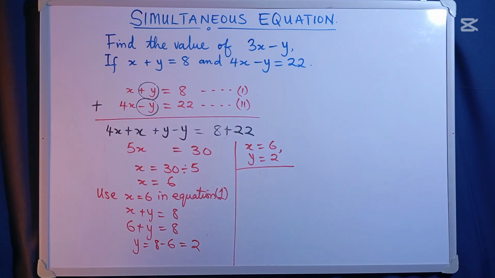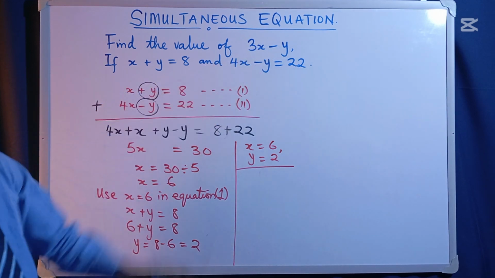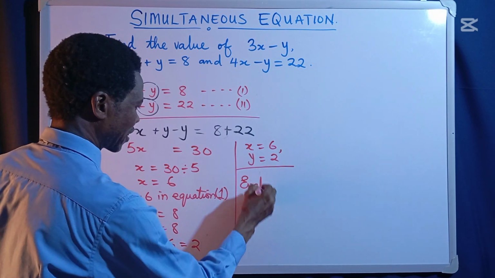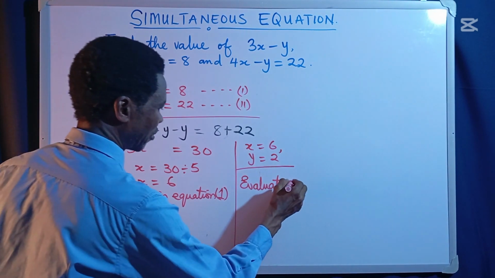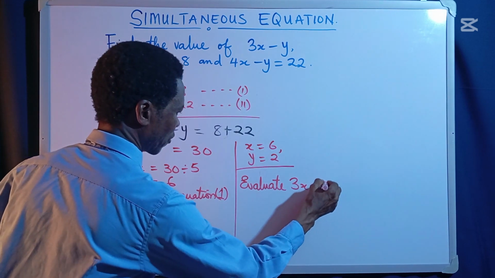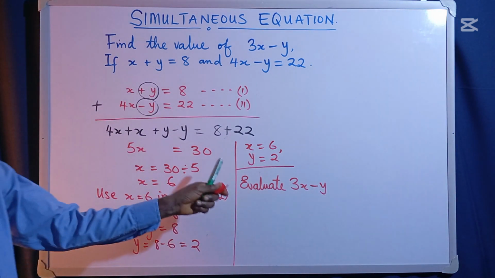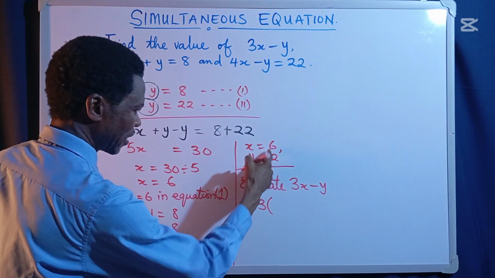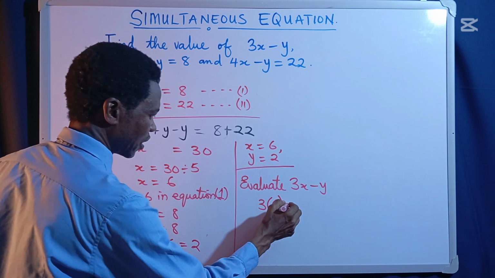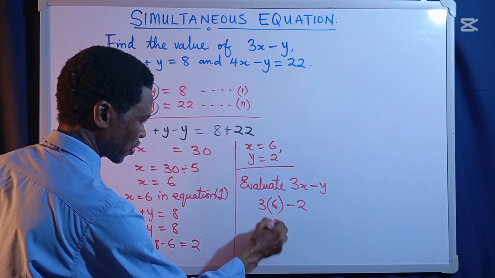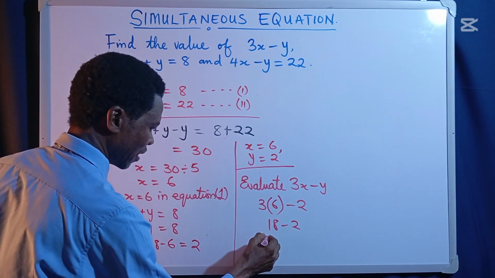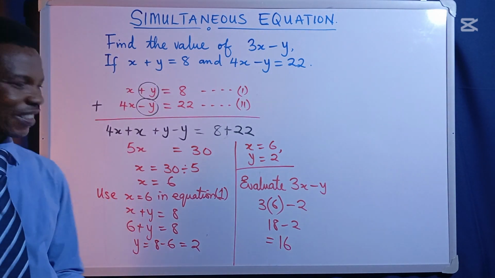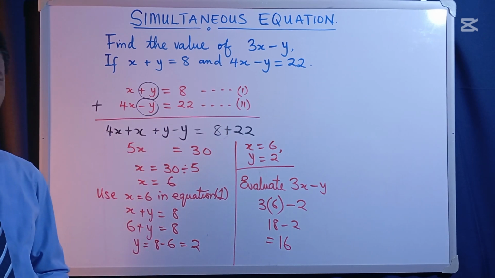But let's solve the next question given to us. We are expected to evaluate 3x take away y. So what is x? We have 3x take away y, which will now be 3 multiplied by 6 take away 2. This will give us 18 take away 2. So the value is 16. So that is the solution to this problem.